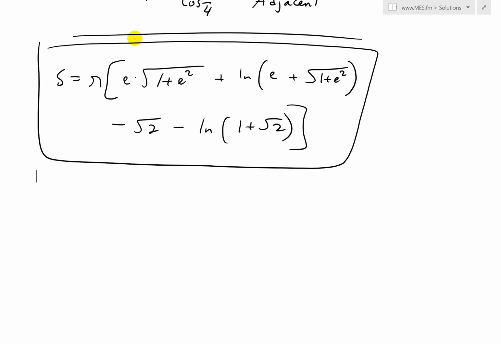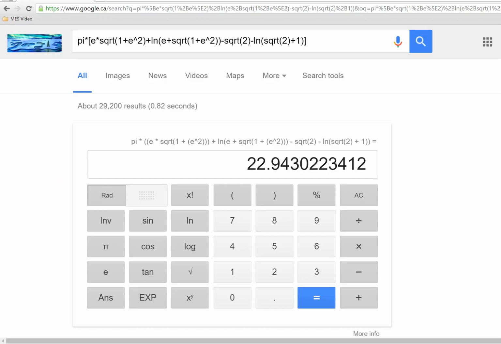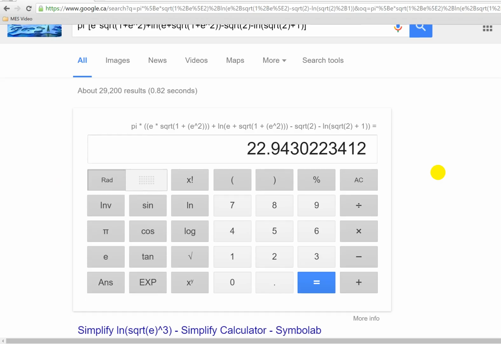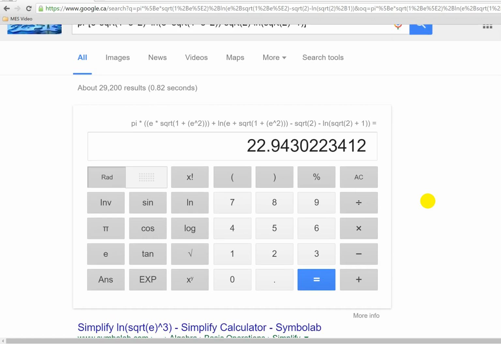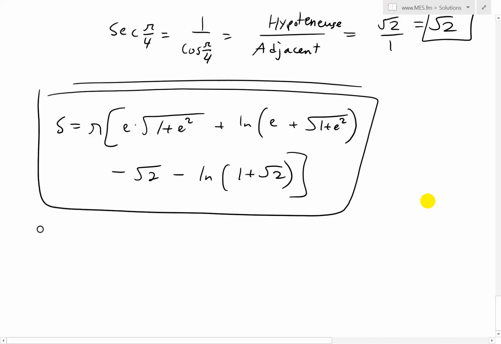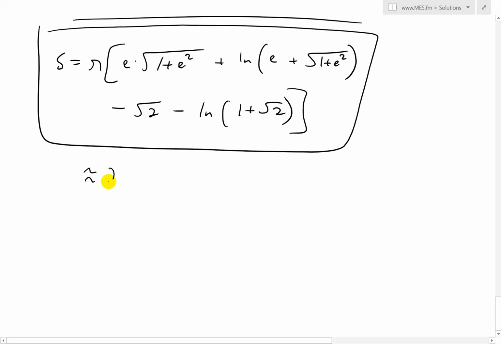Now if you were to plug this in the calculator, this is pretty complex. I plugged it into the Google calculator: pi times e times square root of 1 plus e squared, plus ln of e plus square root of 1 plus e squared, minus square root 2, minus ln of square root 2 plus 1. I think I put in all the parentheses and brackets correctly, so you get about 22.94, but please double check and make sure I got this right. So this equals roughly 22.94.